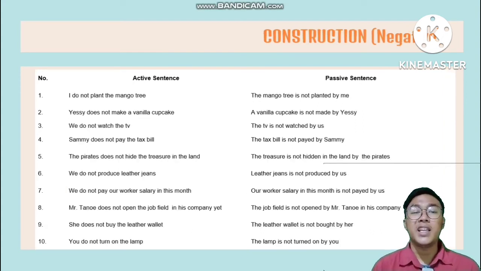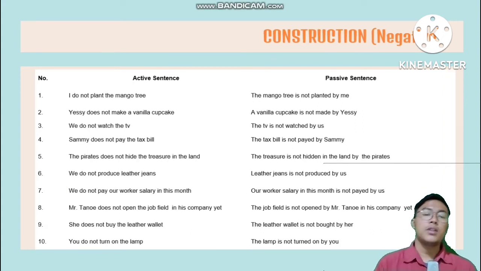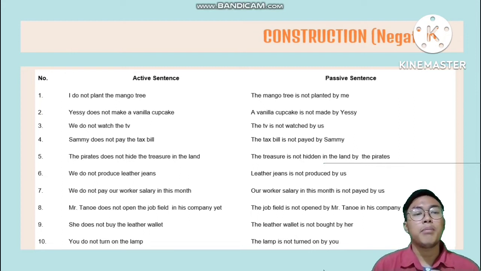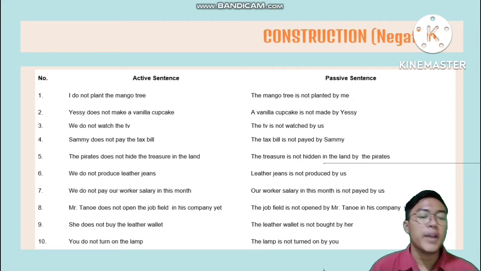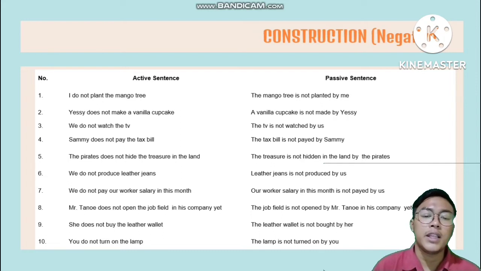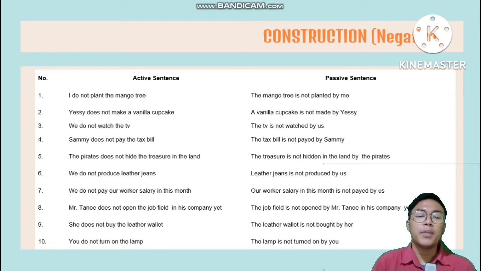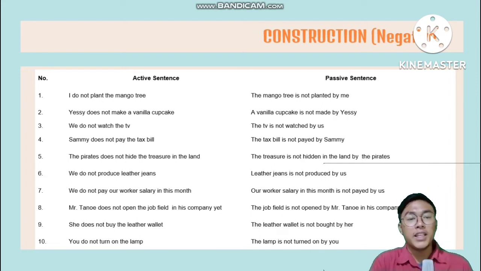Okay, this is the negative construction. I do not plant the mango tree. In the passive sentence, the mango tree is not planted by me. The second one, Yesi does not make a vanilla cupcake. In the passive sentence, a vanilla cupcake is not made by Yesi.